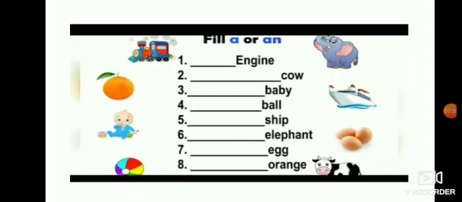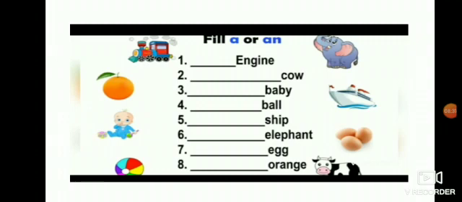Remember, children, for the use of a and an: before consonant you have to use a, before vowel you have to use an. An article is a word that comes before a noun. Articles are a and an. If the noun starts with a consonant sound, you have to use a. If it starts with a vowel sound, you have to use an.